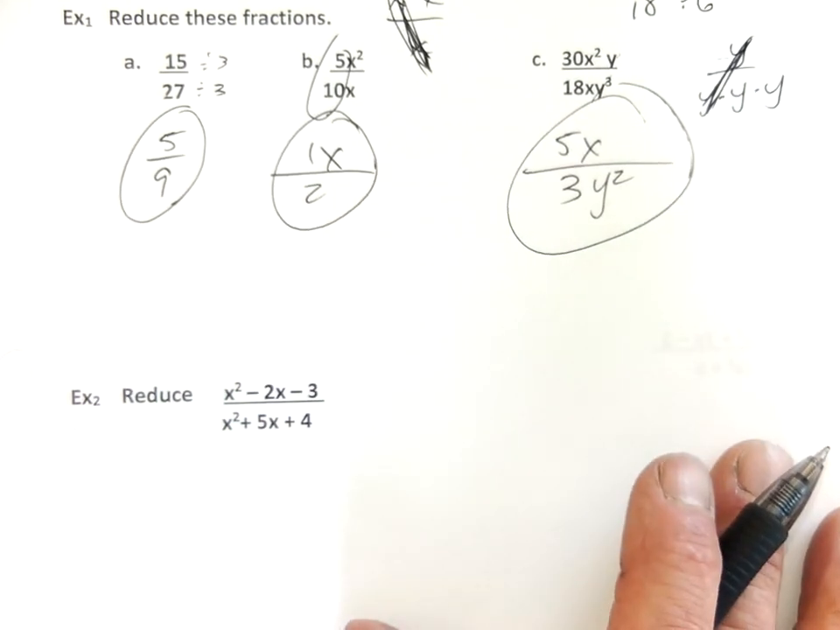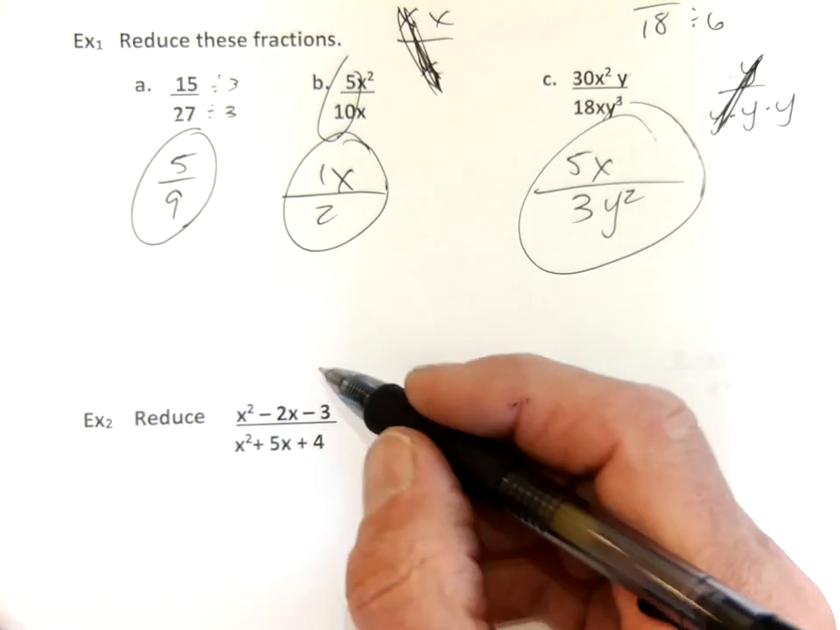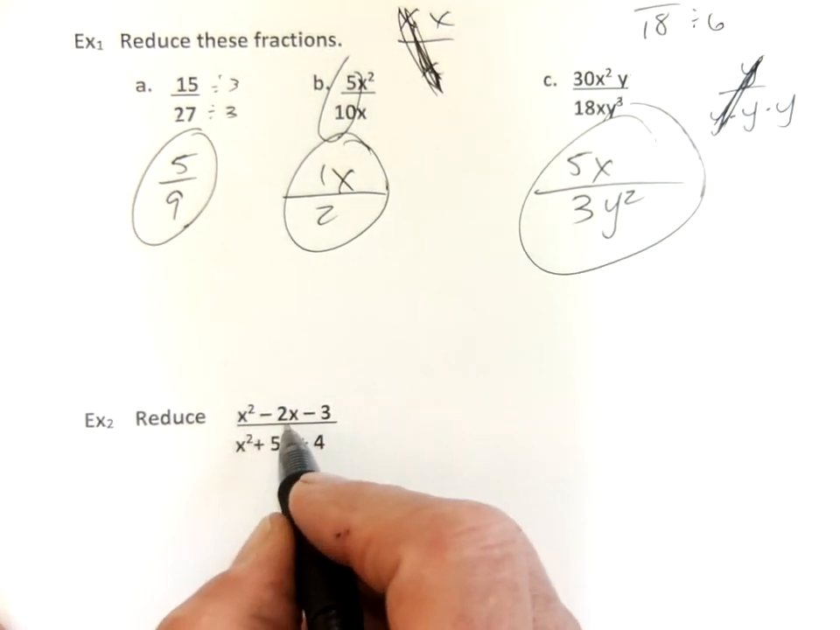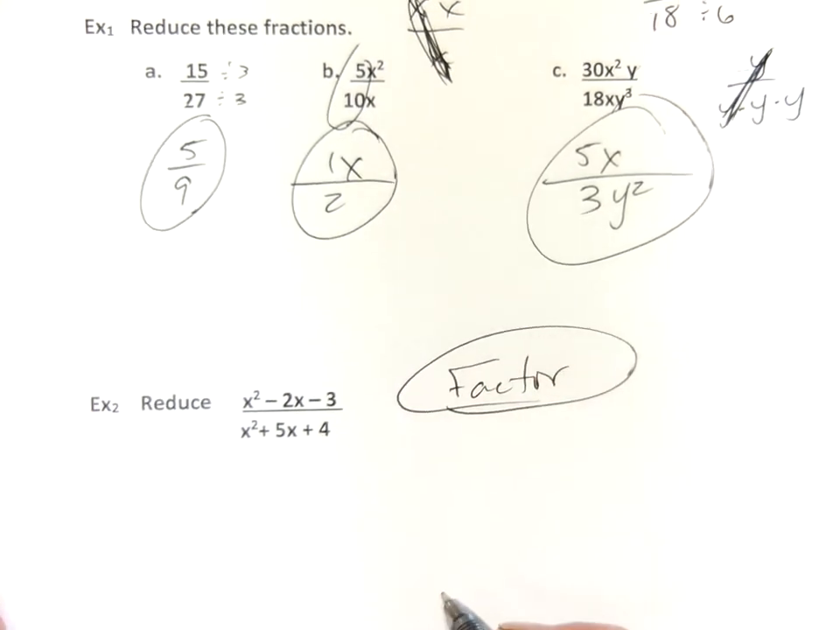Now, example 2. Do not cancel like this. Do not. You have to factor. These are different. X squared minus 2x minus 3. You must factor, okay? You have to factor, okay?